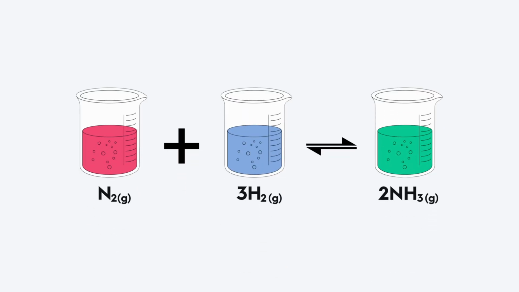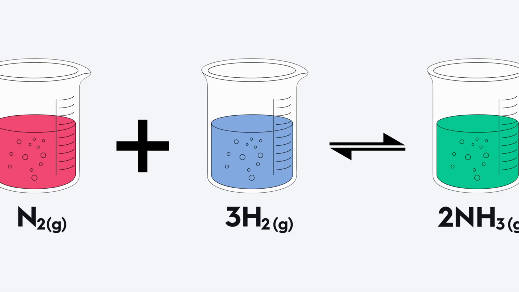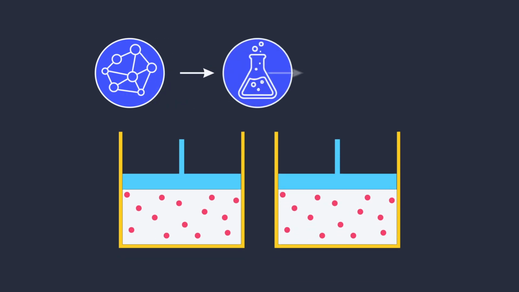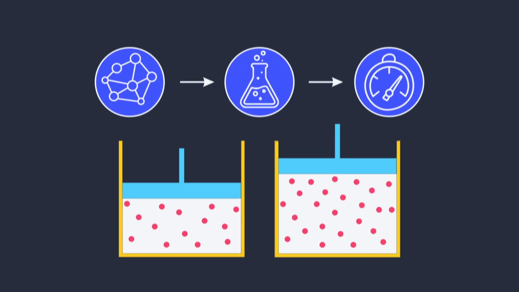So far, equilibrium expressions based on concentration, also called K sub C, work well for solutions, but gases behave a little differently. For gases, we rely on partial pressure instead of concentration. In a fixed container, gas particles push on the walls, and that pressure is easy to measure. Thanks to gas laws, pressure becomes the most convenient way to describe how much gas is present at equilibrium.